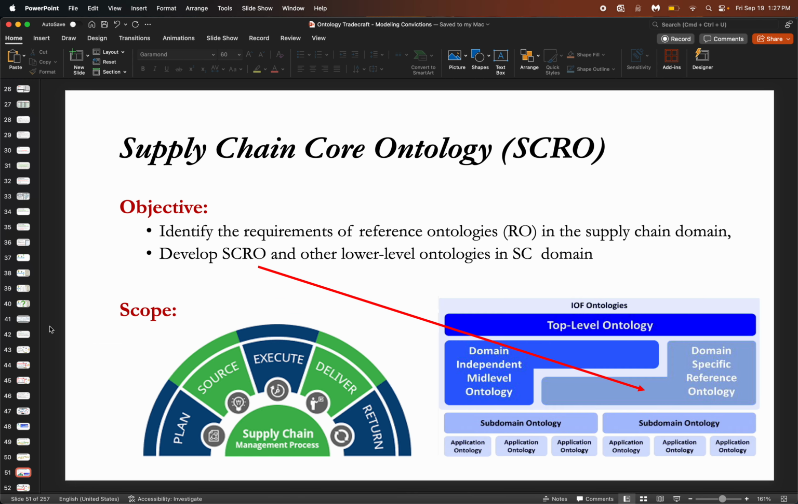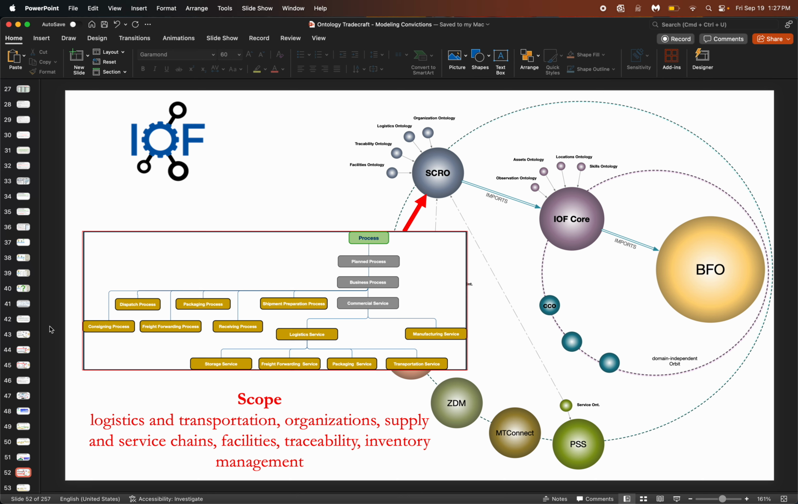There's also the supply chain core ontology. It's worth pointing out it's currently being developed, and so the IOF is trying to model supply chains, and this is one of those domain-specific reference ontologies that pops down from BFO. There's the scope: logistics and transportation, organization, supply and service chains, facilities, traceability, inventory, and management. So, not too much, just everything under the sun. But it's a very interesting project.